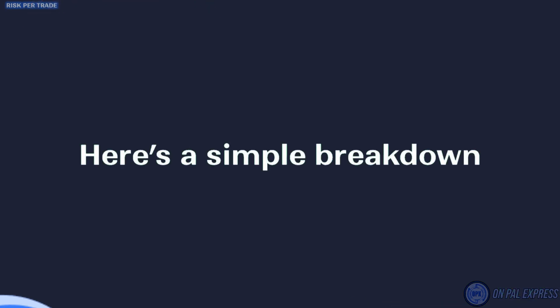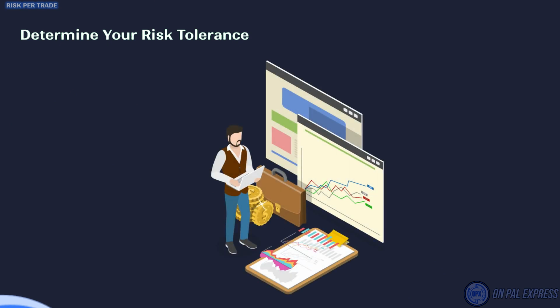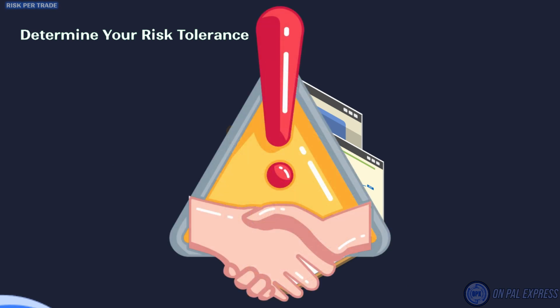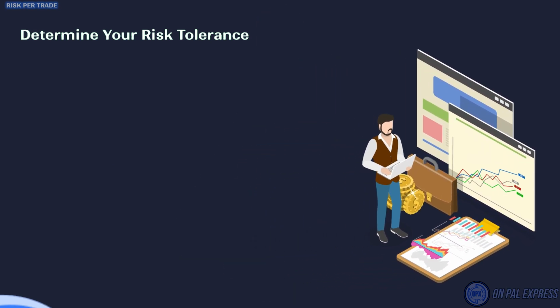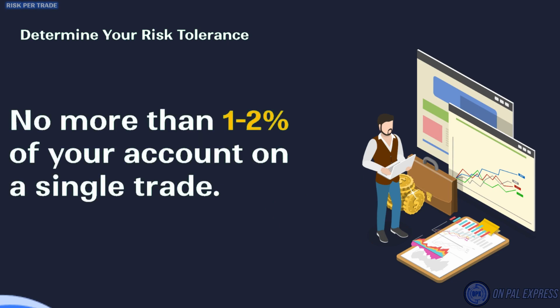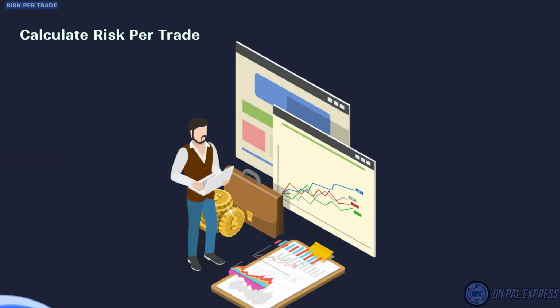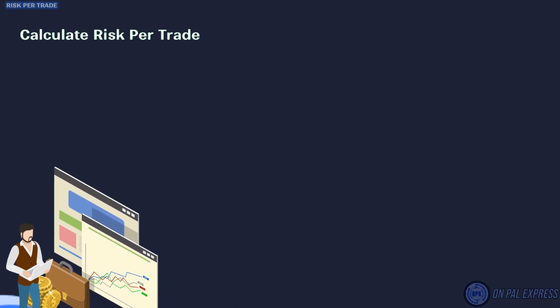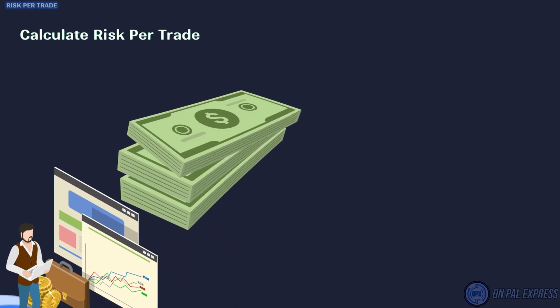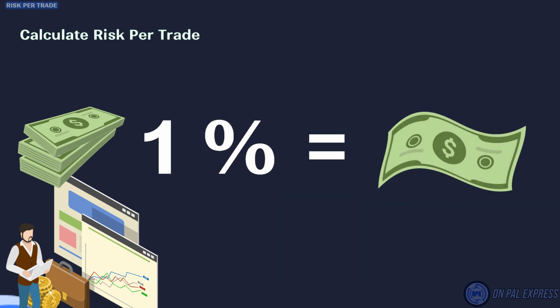Here's a simple breakdown. Determine your risk tolerance. This is the percentage of your trading account that you're comfortable risking on each trade. A common guideline is the 1 to 2% rule, meaning you risk no more than 1 to 2% of your account on a single trade. Calculate risk per trade. If your account balance is, let's say, $10,000 and you decide to risk 1%, your risk per trade would be $100.